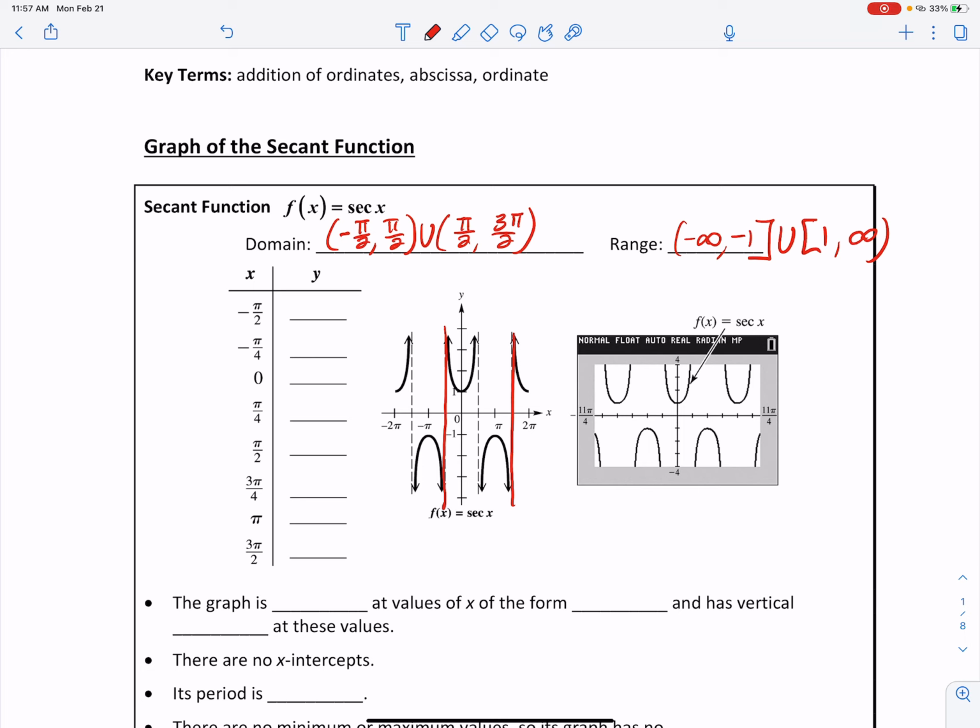Negative pi over 2, what do they have on the graph there? That's this dotted line, right? So that means this is undefined. Good? Pi over 4. All right, well, I know secant is cosine. Oh, it flipped over, right? Sorry to write this backwards here. It's flipped over. This is 1 over cosine flipped over. What is cosine of negative pi over 4?